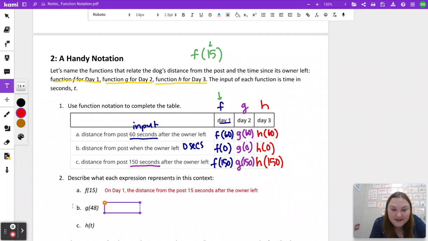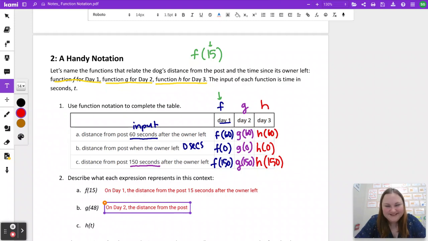Right, for part B, the G is what I see first, and G lets me know we're talking about day 2. So I could start my phrase with on day 2. And then the 48 there is my input. That means we're talking about 48 seconds. So I could say G of 48 is going to represent on day 2 the distance from the post 48 seconds after the owner left.